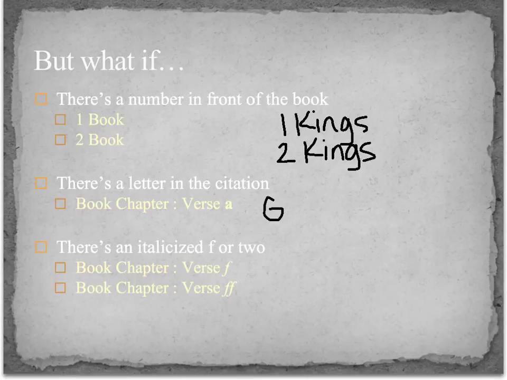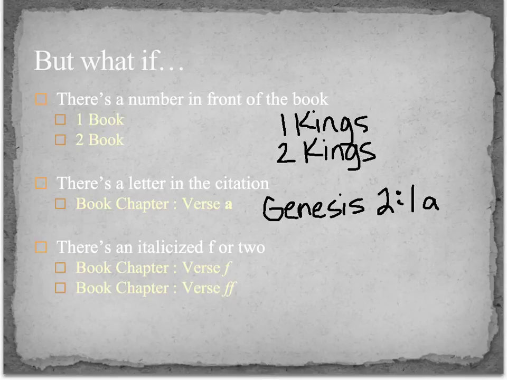So if you see that, it's going to be book. So we'll go back to Genesis here. Chapter 2, so I write a 2, and then I say verse 1, so colon 1. A means read the first part of that verse. Most of the time when this happens, you'll be able to tell just from the context, just from reading those verses, which part of the verse belongs with the story before that verse and which part belongs after.